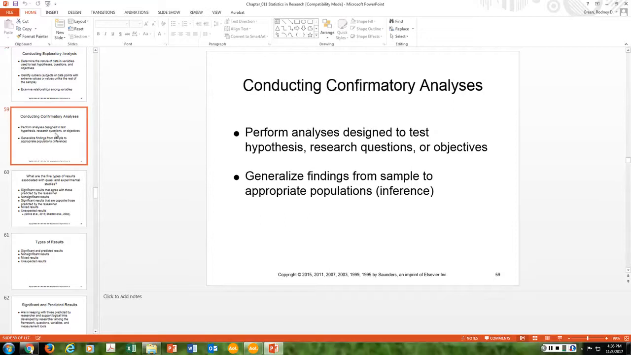Then you perform analyses designed to test the hypothesis, the research questions or objectives. And then you start generalizing the findings from the sample to appropriate populations.